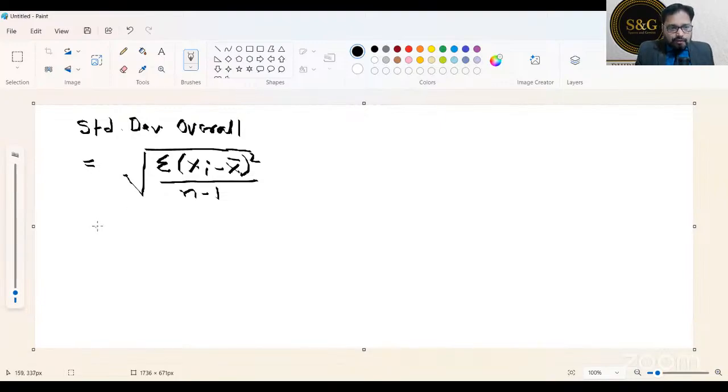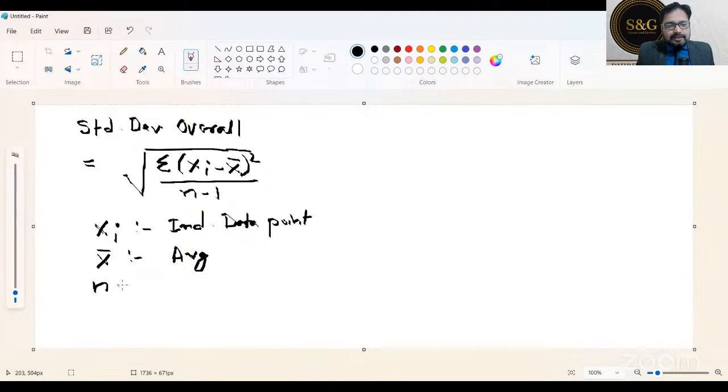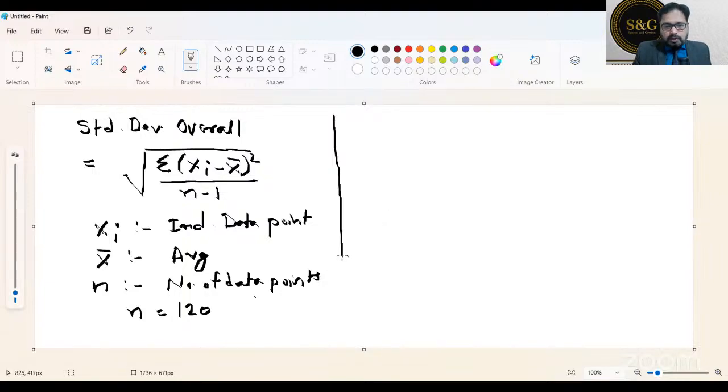So what is xi? Where xi is individual data point. Xi meaning individual data point. What is x bar? It is the average, simple arithmetic average. And what is n? N is equal to number of data points. Clear? Very simple. So xi is the individual data point, each and every sample, minus the average, squared, divided by n minus 1, which is number of data. So n is equal to 120 in this case. Clear, everybody? Just type yes in the chat box.